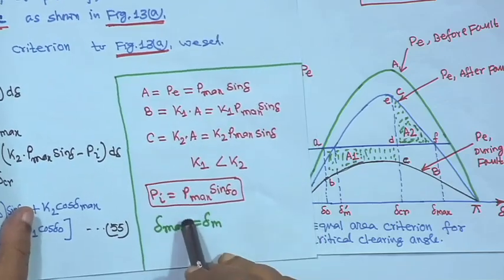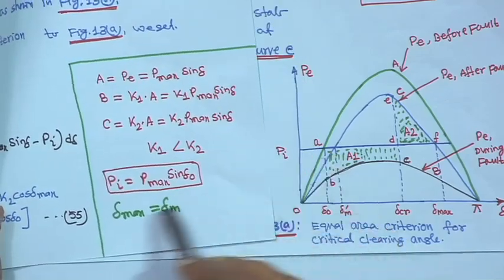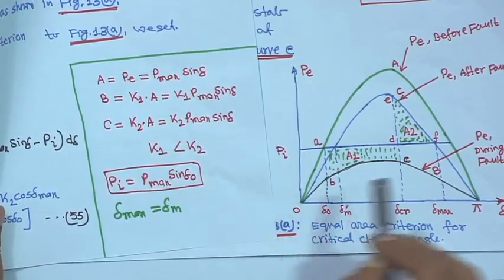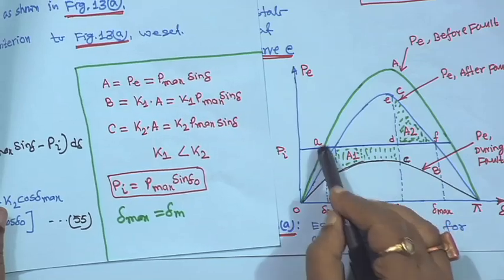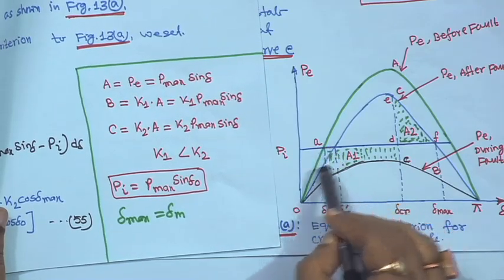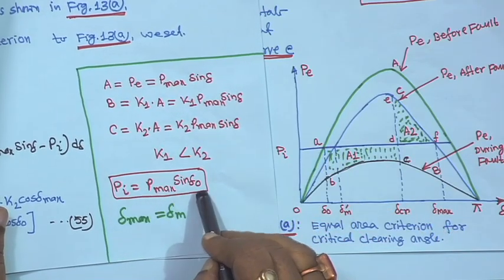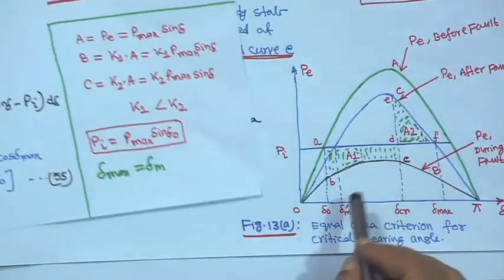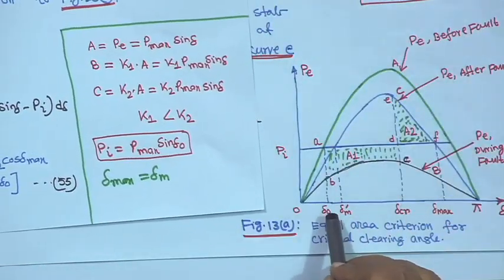And at delta equal to delta 0, Pi is equal to P max sin delta 0. At this green color point A, Pi is equal to P max sin delta 0.